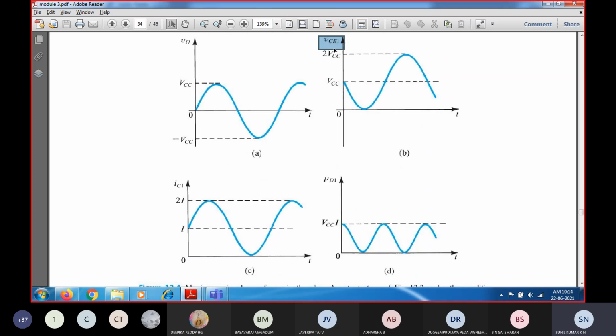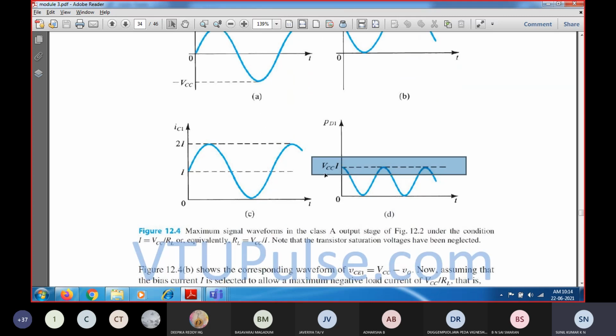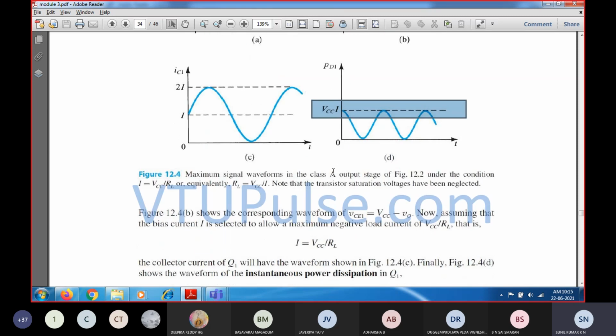We want to find the instantaneous power distribution for the class A stage amplifier. So PD1 is going to be equal to VCE multiplied with IC. If you multiply this, you will get the instantaneous power dissipation, and the maximum instantaneous power dissipation is equal to VCC into I. This is going to happen when the input voltage is equal to 0, that is, when VI is equal to 0 or when there is no input signal. Because of that, you are going to get the maximum. After that, you can see there is a reduction.